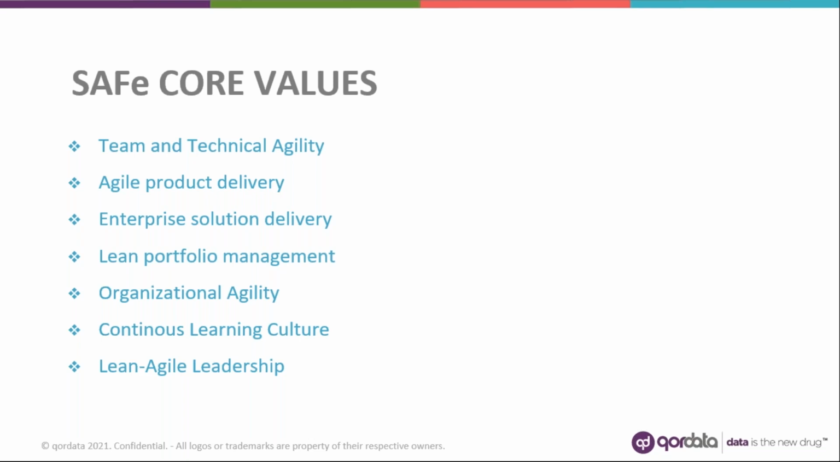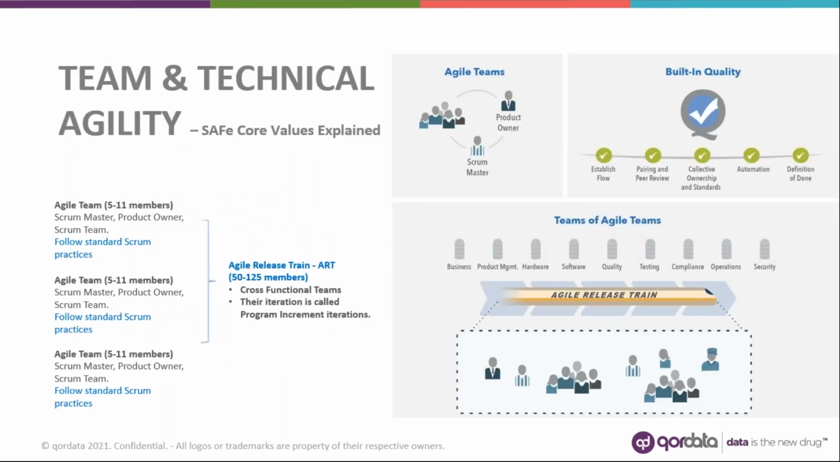Basically, these are the 7 core values I explained before. I would highlight each of the core values in the upcoming slides. So let's explore each of them now. So let's start with team and technical agility.